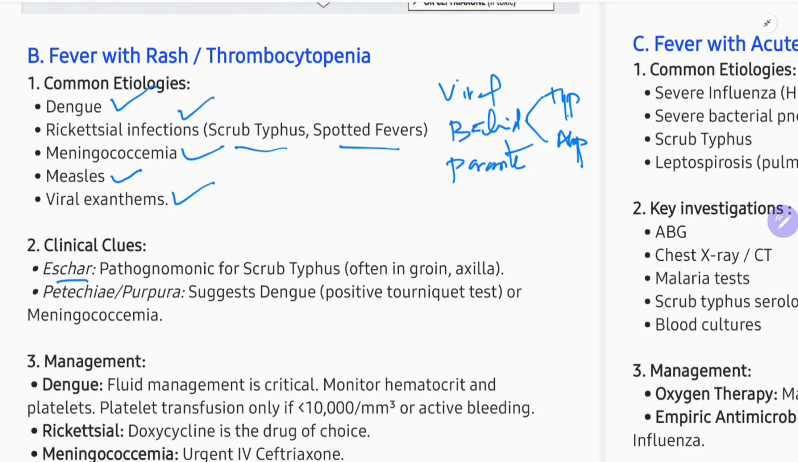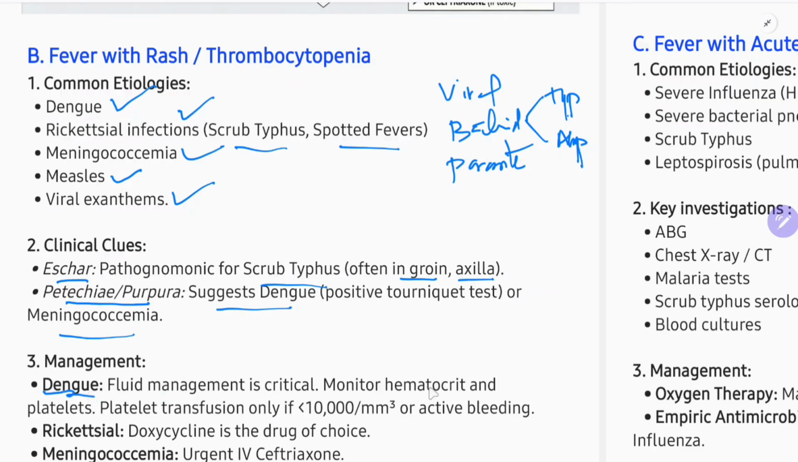Clinical clues include eschar, pathognomonic for scrub typhus, often found in groin and axilla. Petechiae and purpura suggest dengue or meningococcemia. Remember this point. Petechiae or purpura suggest dengue or meningococcemia.